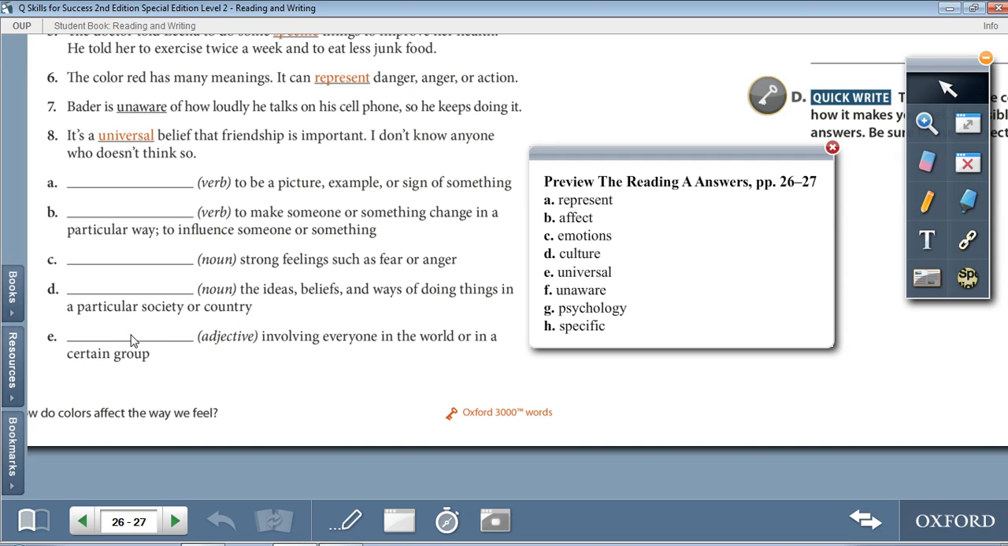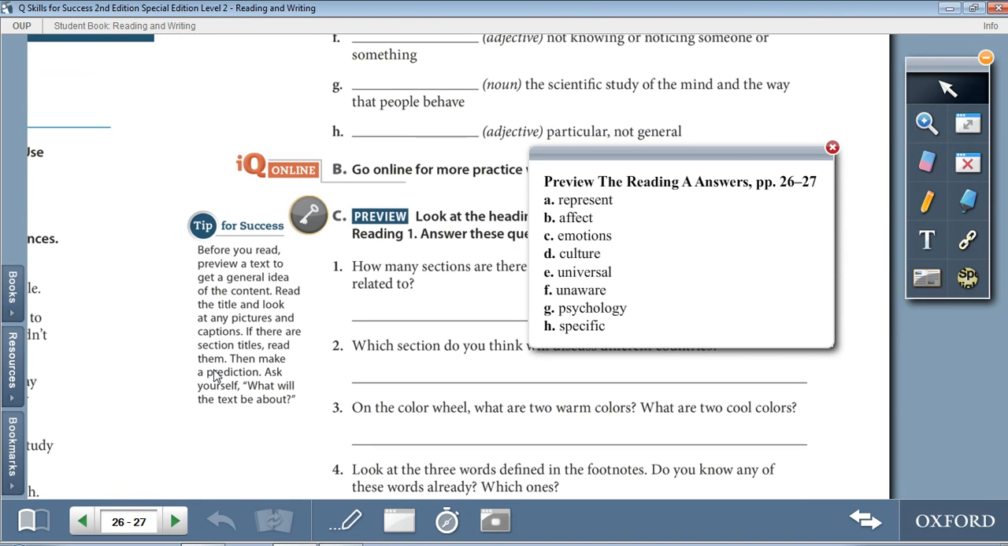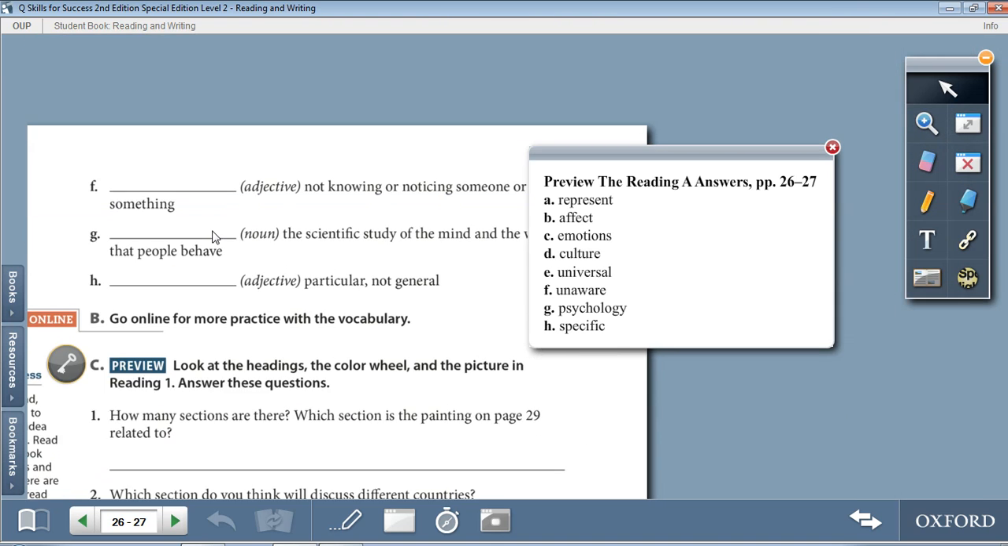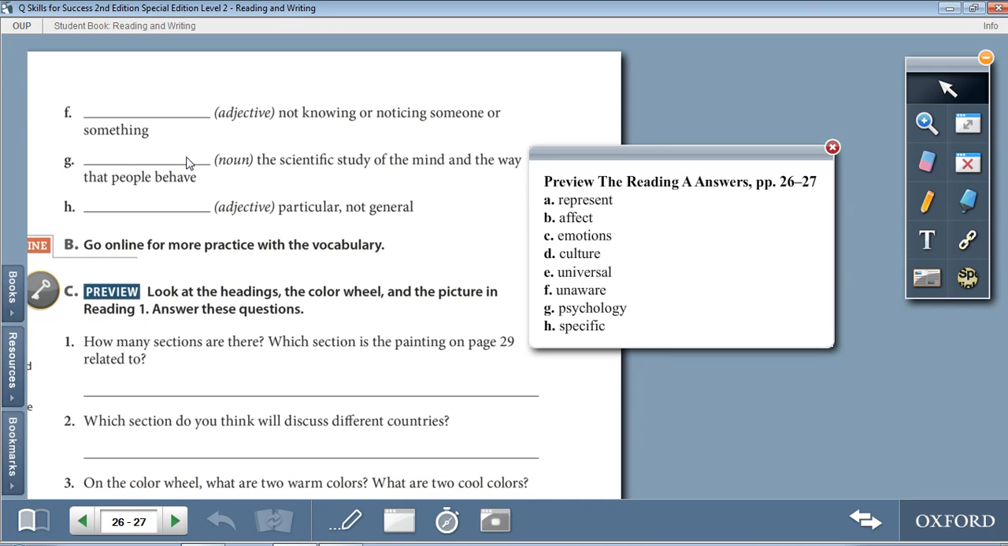E. Universal, adjective, involving everyone in the world or in a certain group. F. Unaware, adjective, not knowing or noticing someone or something. G. Psychology, noun, the scientific study of the mind and the way that people behave. H. Specific, adjective, particular, not general.